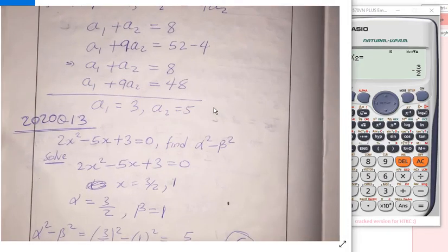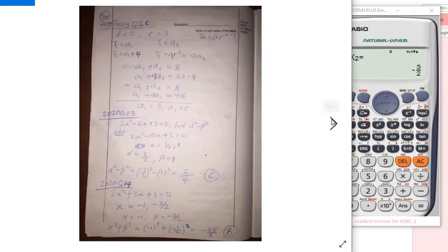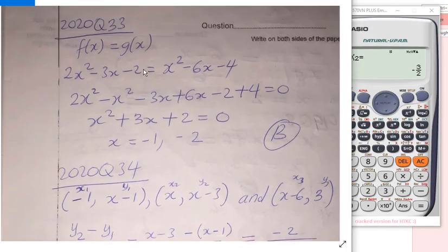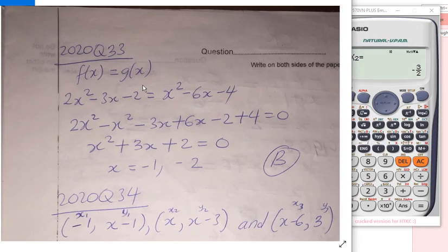So let's go to the next set of questions. Look at this one now. 2020 question number 33. Now you can see you are given f of s. They say f of s is equal to something, and the next one, g of s equal to something. Find the value of s for which f of s equals g of s. So f of s is equal to this and g of s is equal to this. Equate the two together. Do you understand?